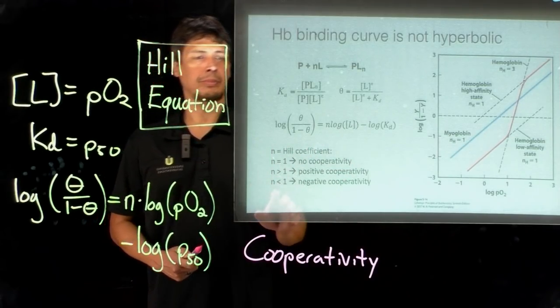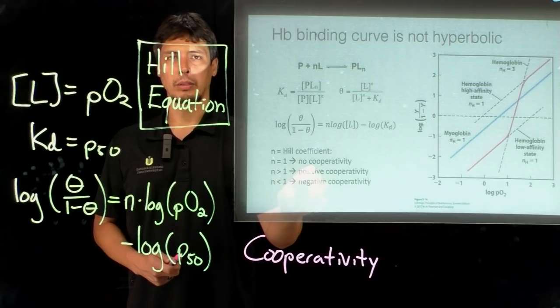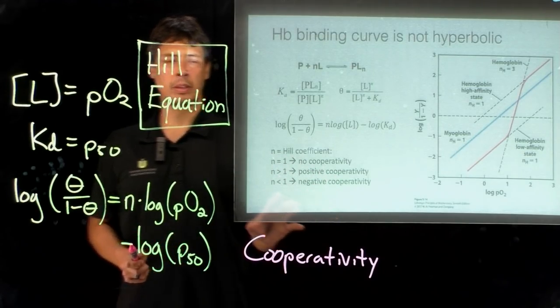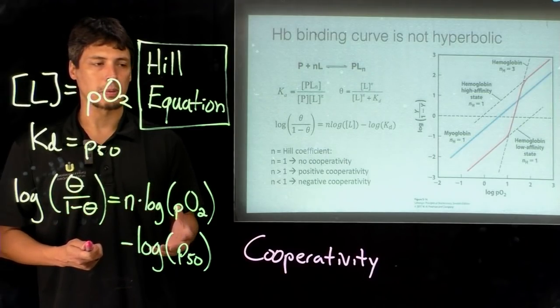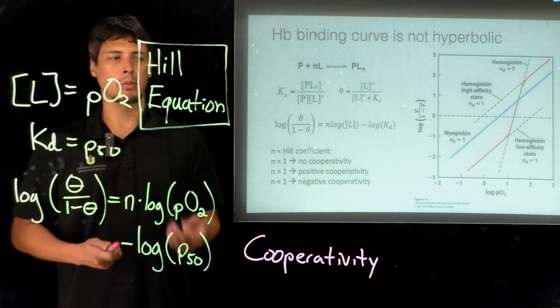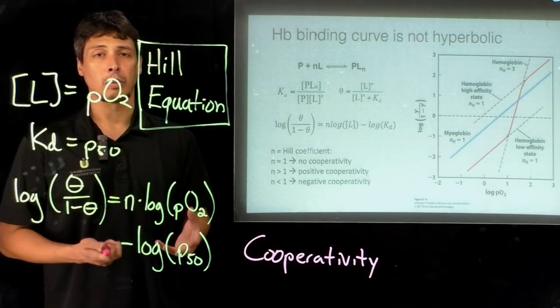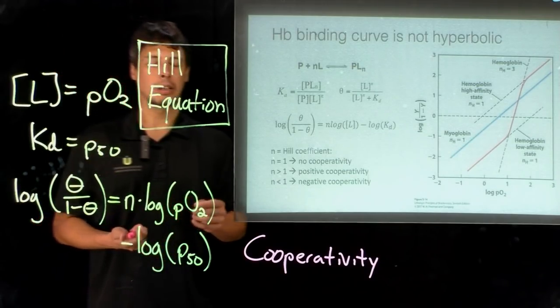For a Hill plot, if n is equal to 1, there is no cooperativity. If n is greater than 1, then we have what is called positive cooperativity. And if n is less than 1, then we have what's called negative cooperativity. We'll define those in the next few slides.